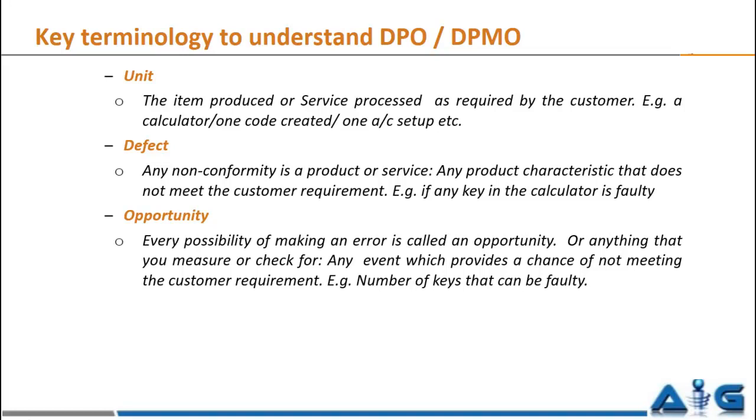Opportunity would mean every possibility of making an error or anything that you measure or check for. Any event which provides a chance of not meeting the customer requirement is an opportunity. So if I'm selling a calculator, all the elements that can go wrong, or the number of keys that can be faulty, are my number of opportunities. If I'm taking a call, my QC department has listed for me 20 things that I should do correctly. So all these 20 are my opportunities.